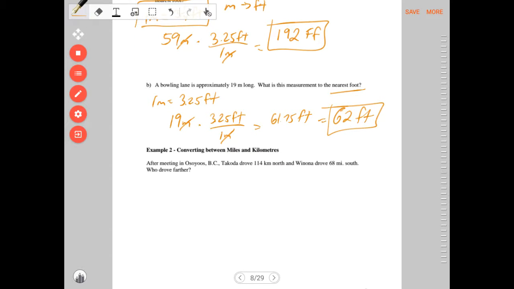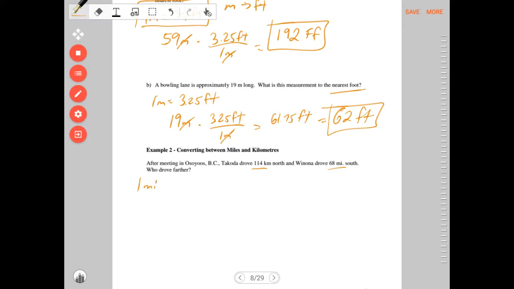Okay, so let's try one that's between miles and kilometers. After meeting in Osoyoos, BC, Dakota drove 114 kilometers north, and Winona drove 68 miles south. Who drove further? In this case, we just need to figure out either how far Dakota drove in miles or how far Winona drove in kilometers. We don't have to change both of those numbers. We only have to change one and compare. So it really doesn't matter which way you go.